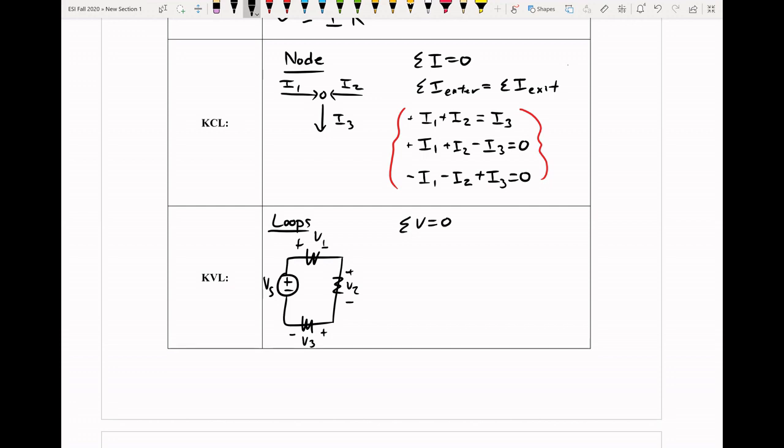And we'll pick a point and walk along this loop with our current. And every value we hit with our current is the value we're going to apply to the voltage. So we'll hit negative V of S, we'll hit positive V1, we'll hit positive V2, and we'll hit positive V3. We'll end up back where we start, and we can set that equal to 0. And then oftentimes when we're doing these, we're going to end up replacing V with IR.